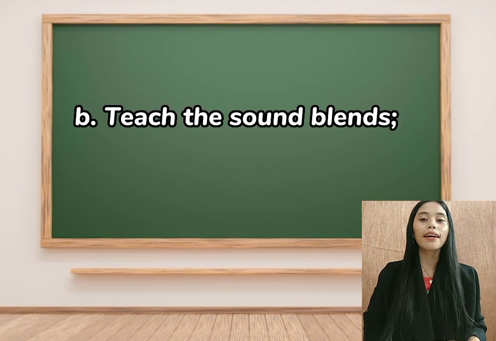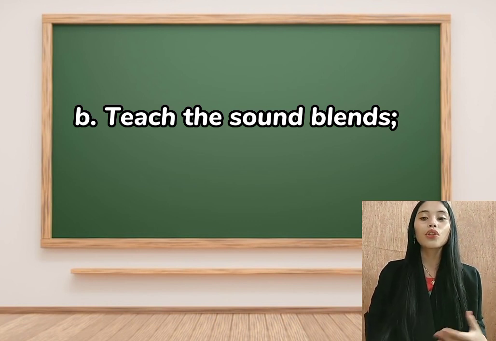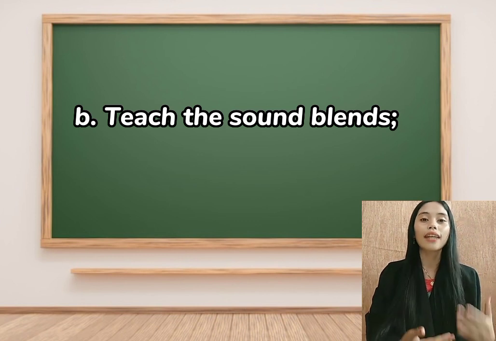Next, step B, teach the sound blends. So students can research and develop a guide that focuses on common sound blends such as BL, CH, or SH. So they can create a chart or graphic organizer using Word, listing words that contain each blend and providing examples of how they sound.